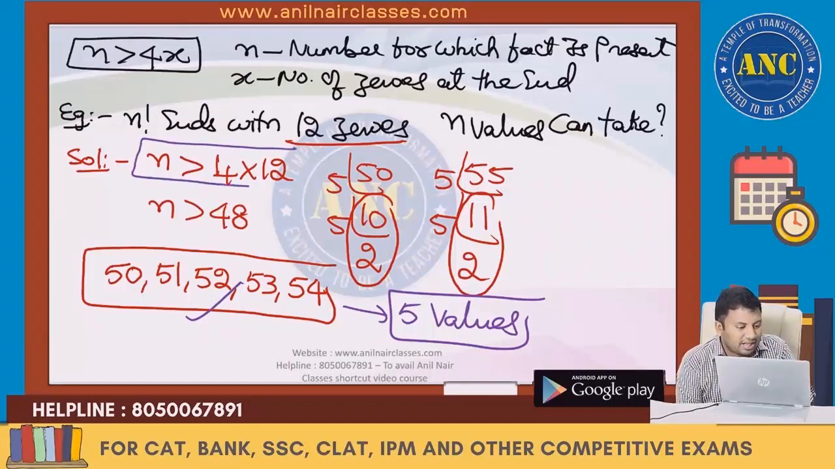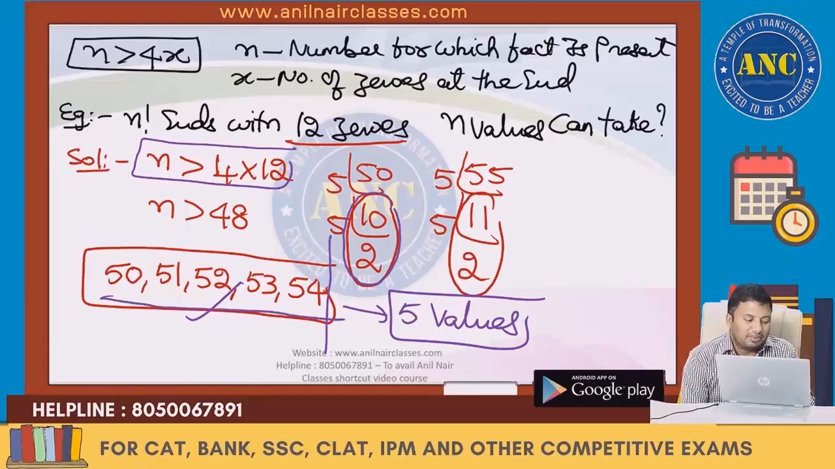N is greater than 4x. N is greater than 48. What is the multiple of 5 greater than 48? 50. 5 tens are 50, 5 twos are 10. 10 plus 2 is 12. So if 50 has got 12 zeros at the end, till the next multiple of 5, I will get the answer. 50, 51, 52, 53, 54. I hope it is clear.